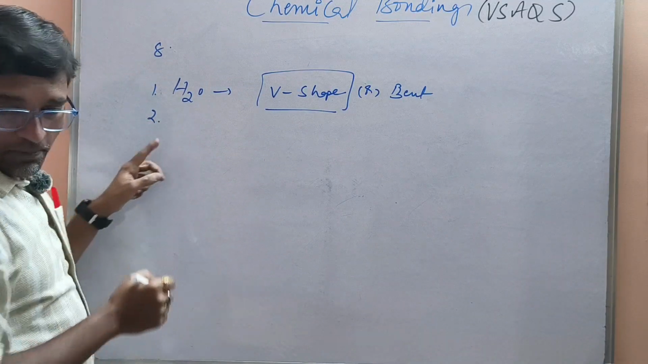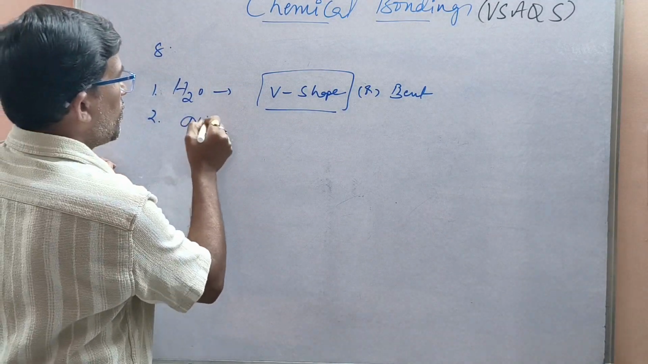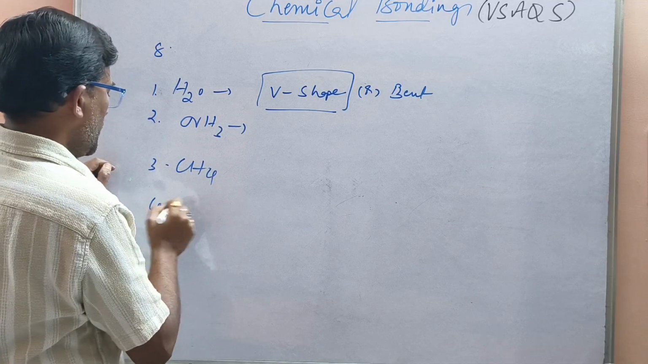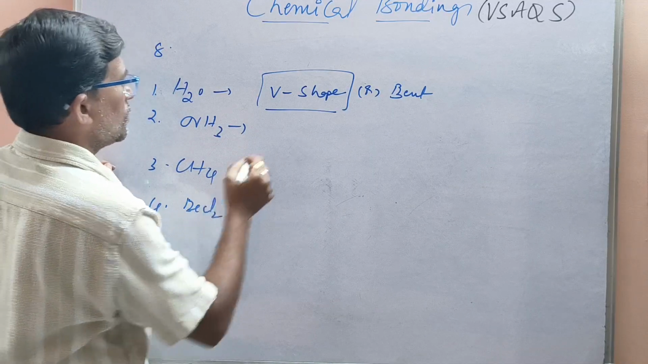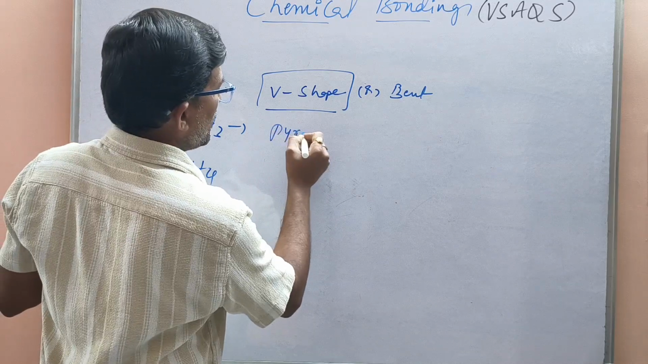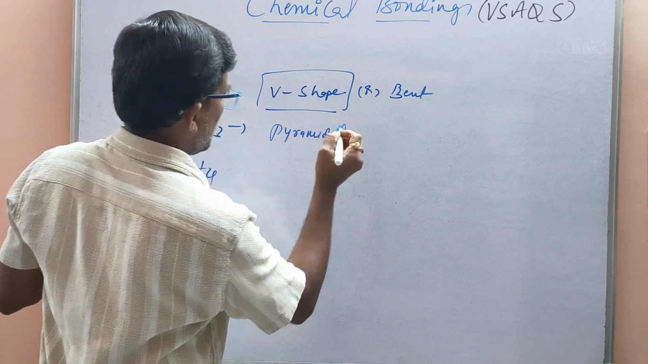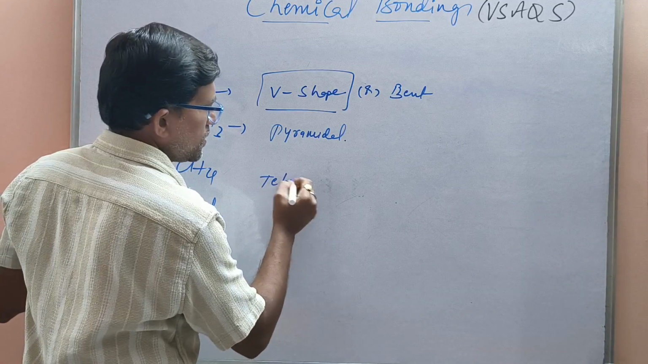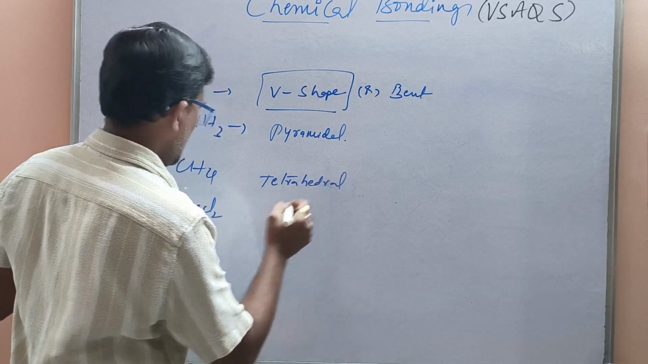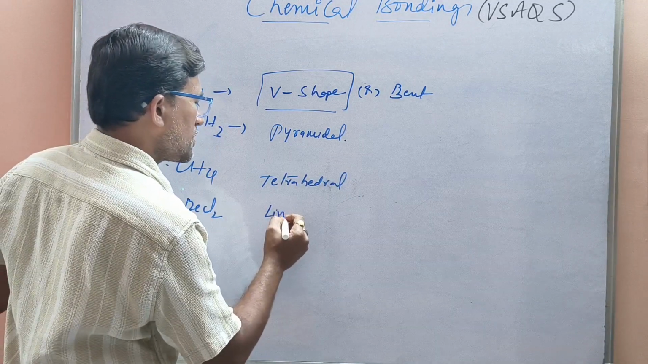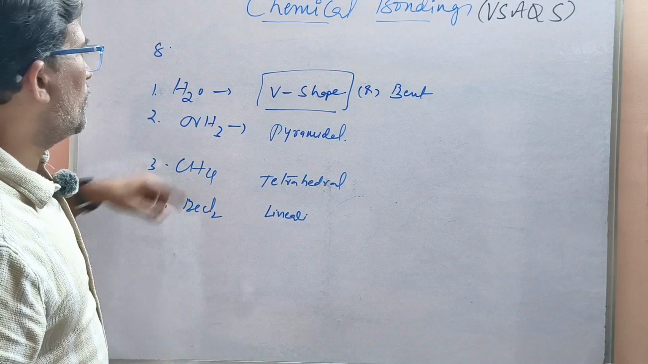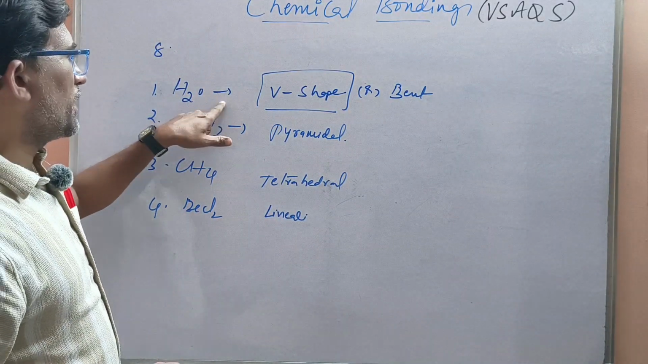Next one is the shape of NH3, ammonia. And next one is CH4. Next one is BeCl2. NH3 is pyramidal. And methane is tetrahedral. And BeCl2 is linear. And if you want, you can write how many lone pairs are there, how many bond pairs are there.